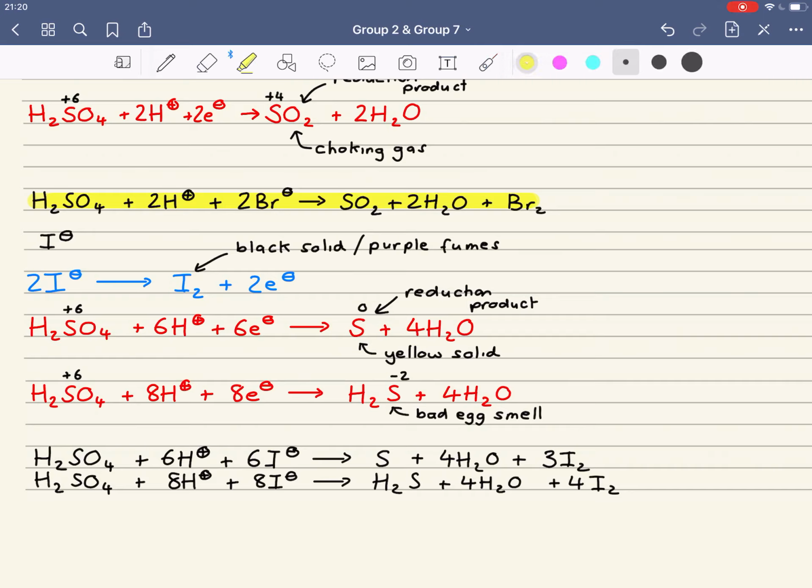And then once we've got these half equations, we should combine them to give the overall redox equations highlighted there in yellow. If you have any issues being able to balance these half equations, then you should go back and look at one of the early videos done on redox. And that is the reducing ability of halide ions.